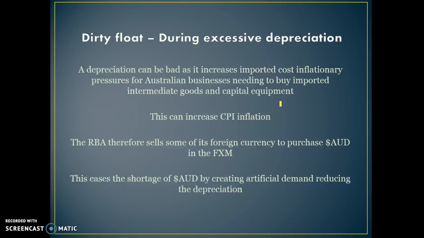So for example, if the dollar has depreciated, so there's been an excessive depreciation of the Australian dollar, this has its positives for Australian exports, but it's also negative because it can cause imported cost inflation, and it can increase the price of imported goods that Australians buy from overseas and therefore increase the CPI inflation. So what the RBA can do is if the dollar is depreciating, they can sell off some of their $36 billion of foreign currency and purchase Australian dollars in the foreign exchange market.